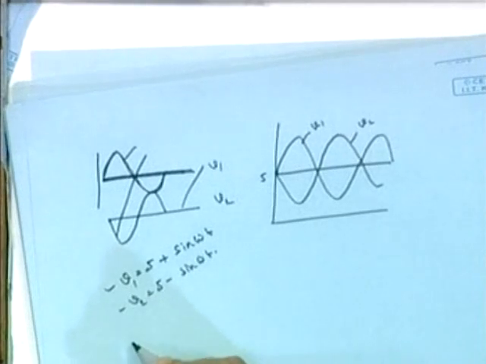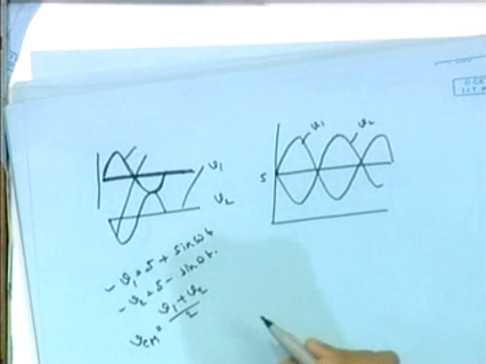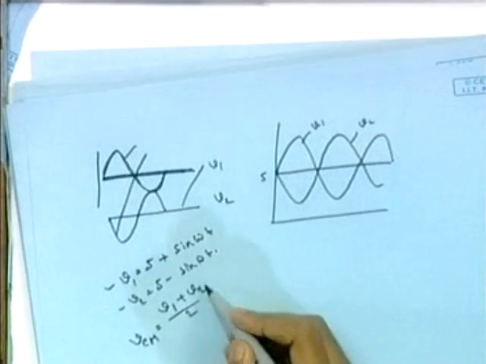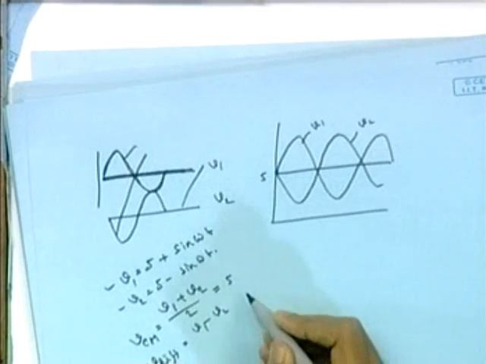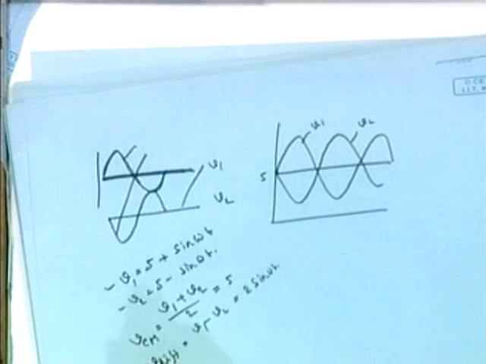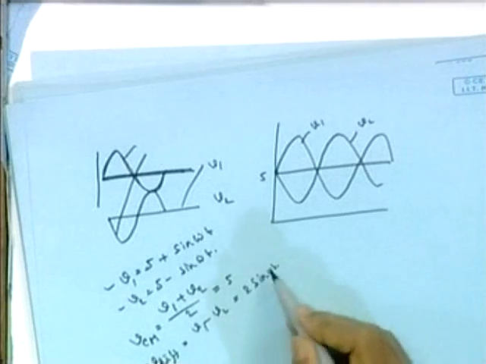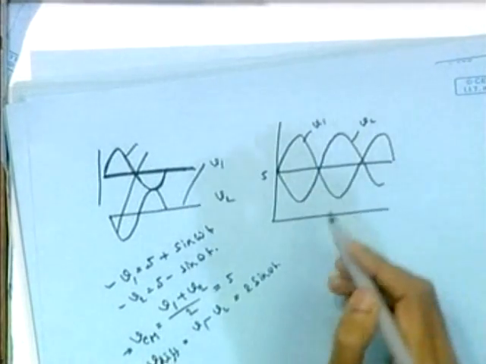We define the common mode voltage as VCM equal to (V1 plus V2) divided by 2. So for this case it will be 5 volt. And we define our differential voltage as V1 minus V2. Here it will be 2 sin omega t. So you see that the differential voltage doesn't have any DC component, but the common mode is basically the DC of this input signal.